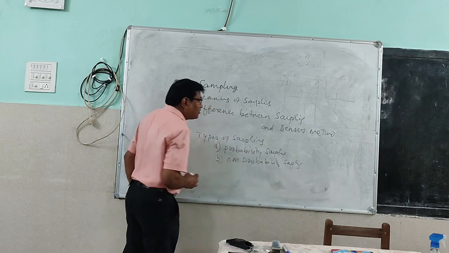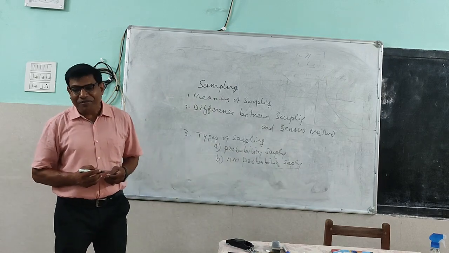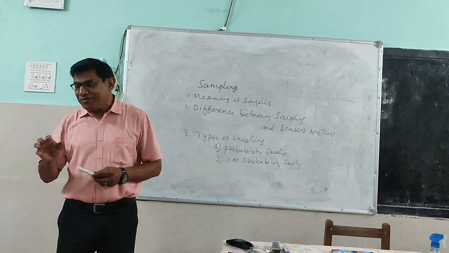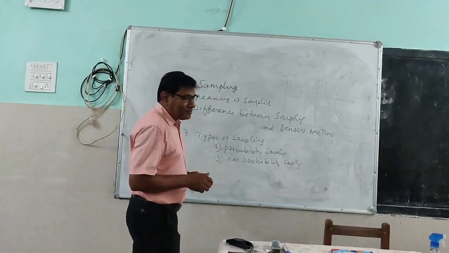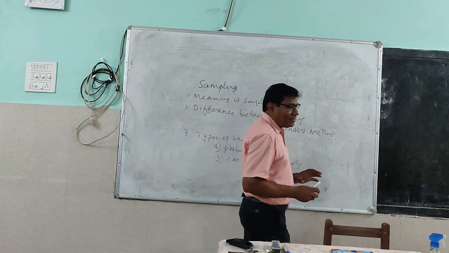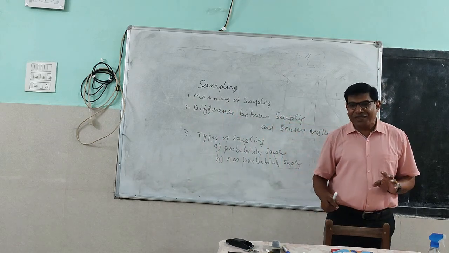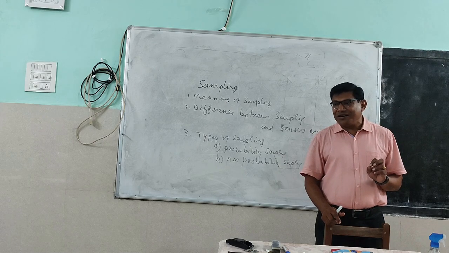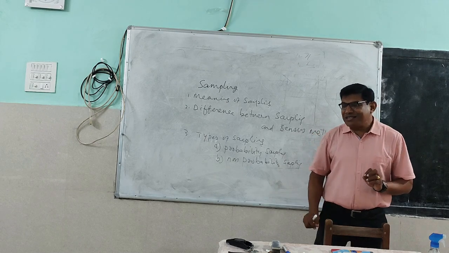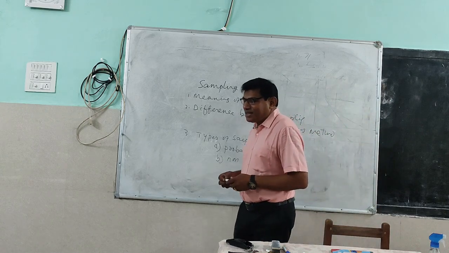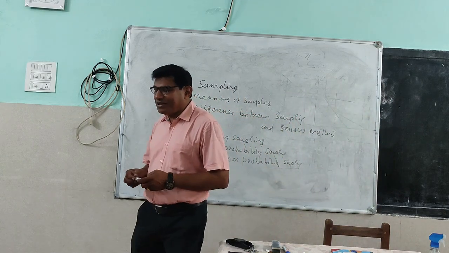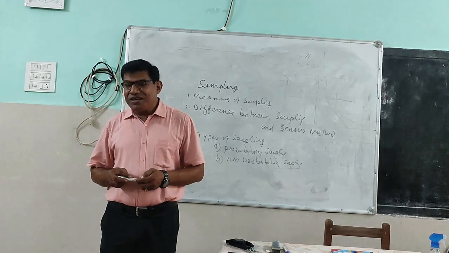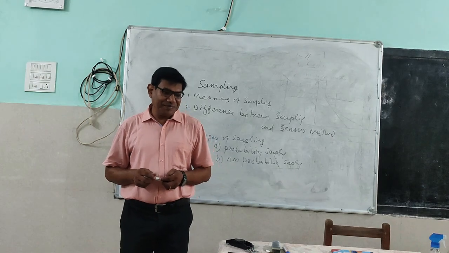Okay. So first we try to understand what is the meaning of sampling. When data are collected, there are two methods of data collection. First method is called sampling method. Two, census method.